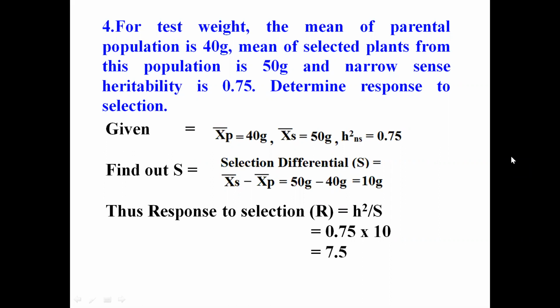What it means is that the mean of selected plants is 10 gram above the parents, but it is not necessary that the progeny will also give the 10 gram. The expected response is 7.5 gram. So this is response to selection.